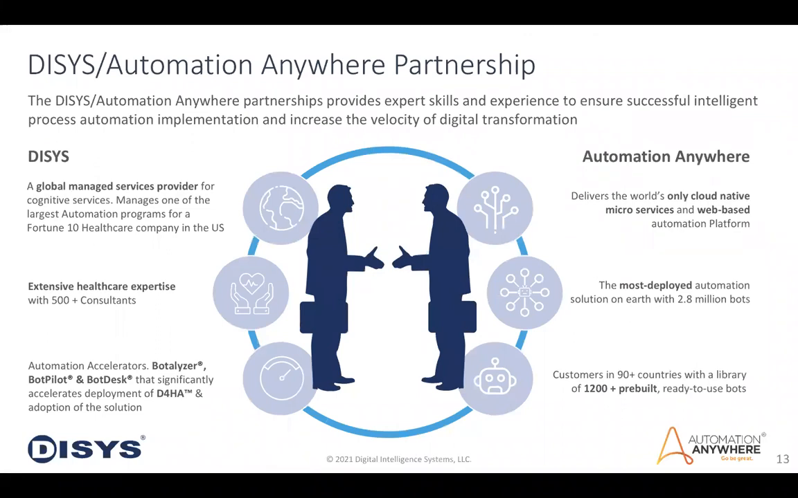If you look at Automation Anywhere and DISYS, both bring benefits. Automation Anywhere, as I mentioned to you, is the only cloud native, microservice, web-based architecture. So they have a strong technology platform. They're the most deployed automation solution in the world right now, and they have more customers. They have pre-built bots that you can leverage.